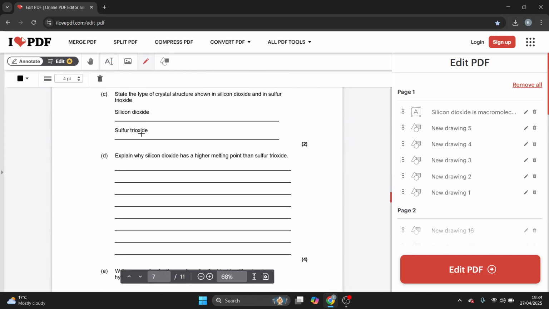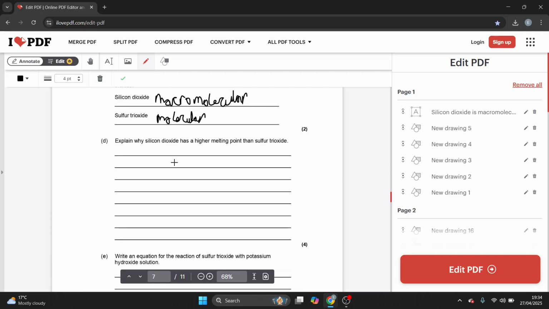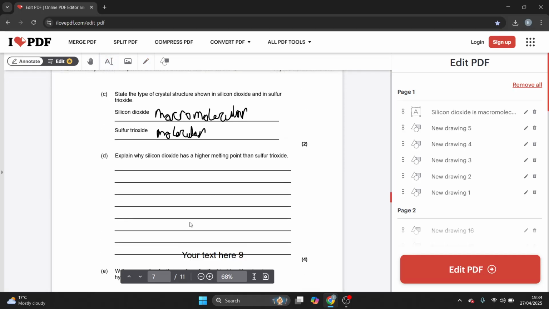Now, state the crystal structure of silicon dioxide and sulfur trioxide. Silicon dioxide is macromolecular, giant covalent. I say macromolecular. Sulfur trioxide is just molecular, we could say simple molecule. Explain why silicon dioxide has a higher melting point than sulfur trioxide.